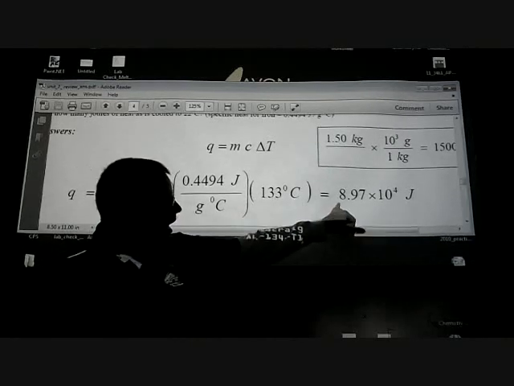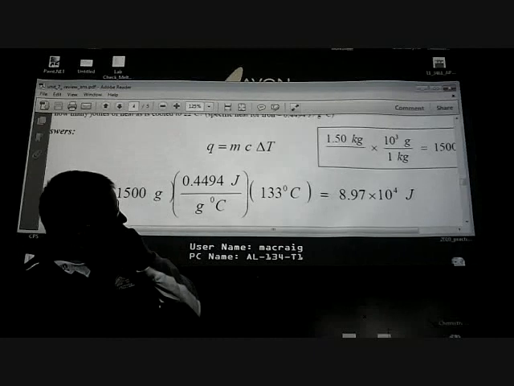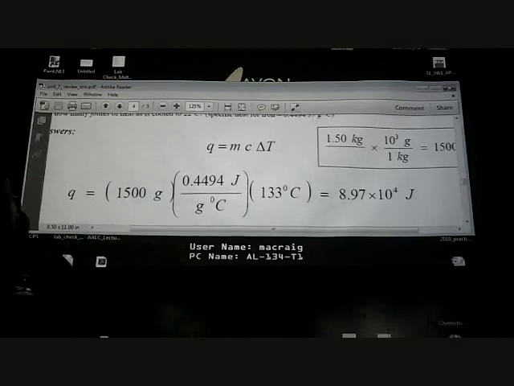So around, what is that, 89,000? Or 89,700. Wait, I forget how to do kilograms to grams with the 10 to the third thing. You'll definitely need to know that for the final and next semester.